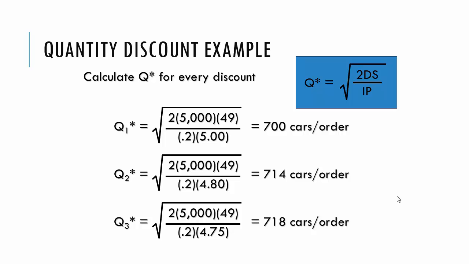So that's step 1. Step 2 says I don't get the $4.80, which I used to calculate Q star sub 2, until I order 1,000 cars, so I have to order 1,000. Same thing for Q star 3. I don't get the $4.75 for 718 cars. It has to be 2,000 cars. So those are the numbers 700, 1,000, 2,000 that we're going to use to calculate step 3, which is the total cost curves for each one.